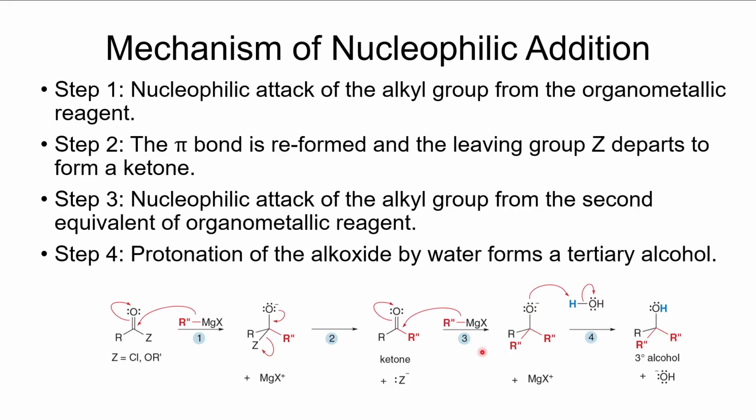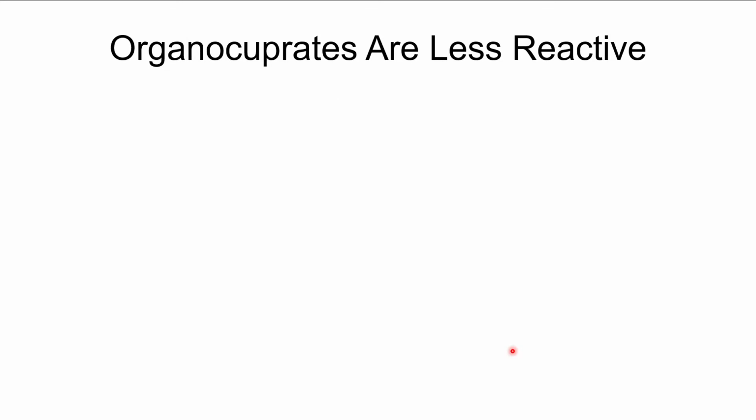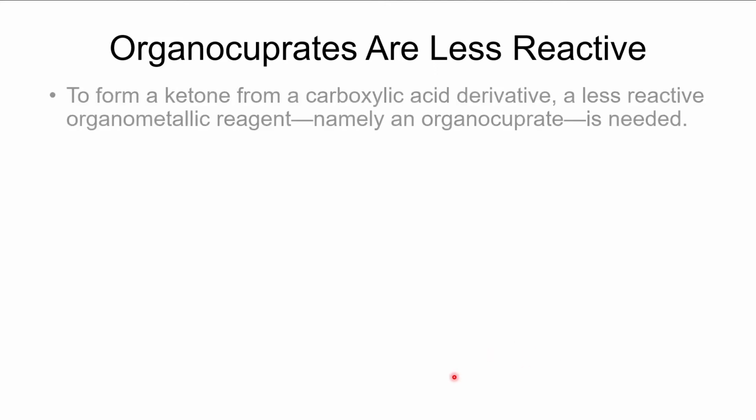You'll notice that we're doing a nucleophilic substitution in steps 1 and 2 and a nucleophilic addition in steps 3 and 4. So it's both nucleophilic substitution and addition. Now, on all of those, you'll notice that I used either Grignard or organolithium. And up to this point, I've been telling you that the organocuprates are less reactive. Well, now we're finally going to talk about these organocuprates.